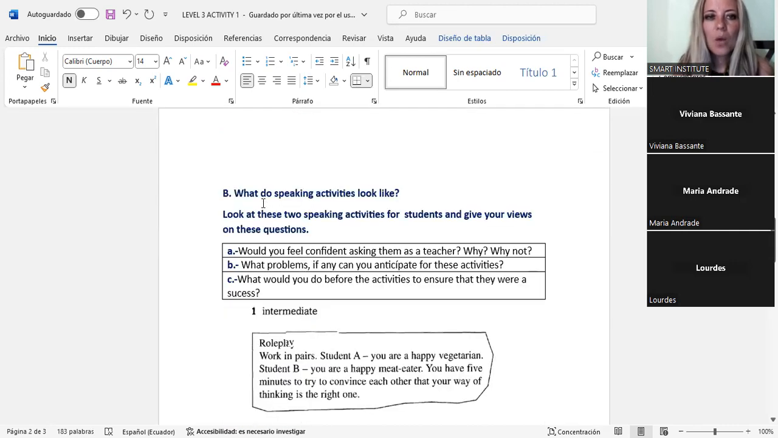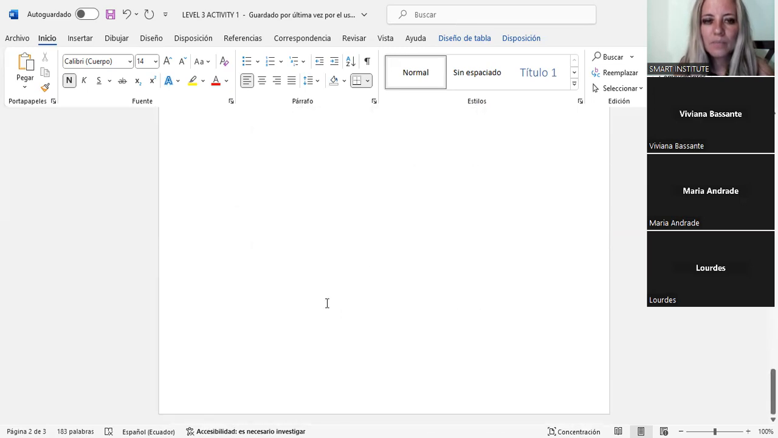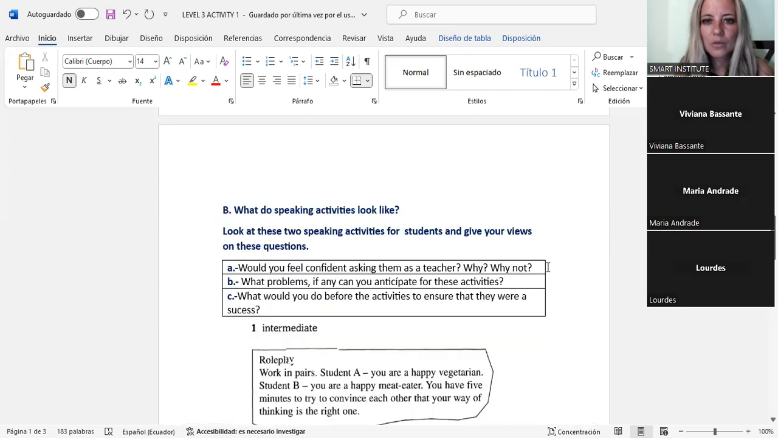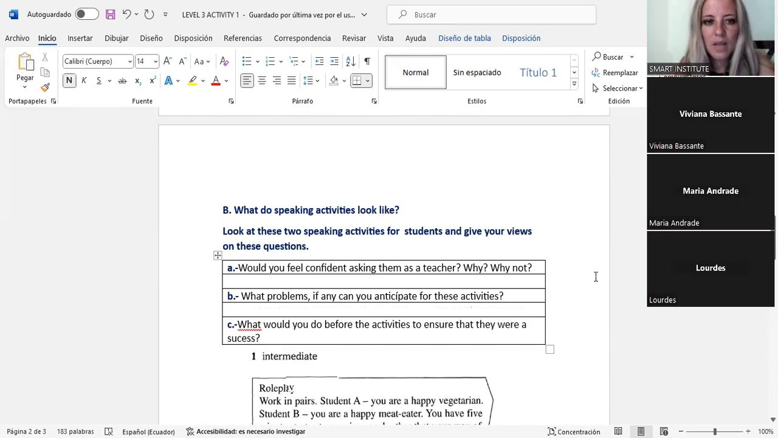Question B. What does a speaking activity look like? Look at these two speaking activities for students and give your views on this question. Will you feel confident asking them as a teacher, why and why not? What problem, if any, can you anticipate for these activities? What would you do before the activities to ensure that they were a success? Okay, you're going to analyze this and answer. You can answer under, you can add another.